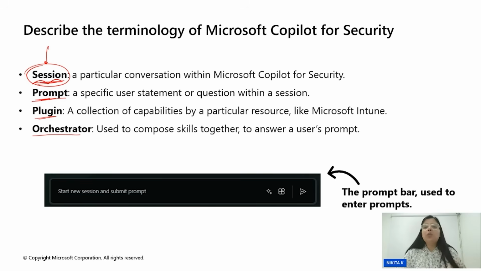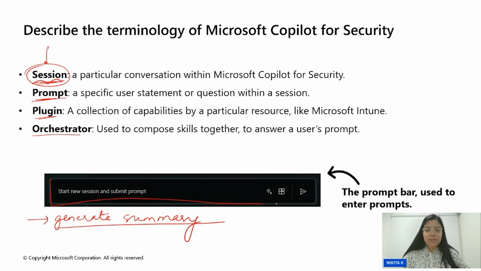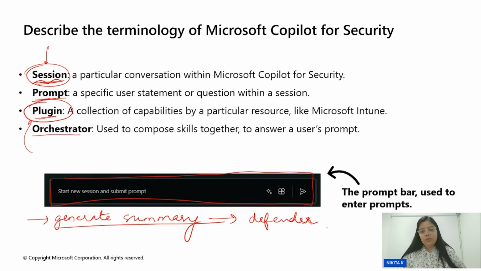Prompt is the statement you will be giving. Let's say I am giving generate summary. Now, this is not an effective prompt, but for your understanding, it's your prompt, which I am giving in the prompt bar. So this is your prompt bar. Second is the plugins, connecting with the respective data sources. I may want to connect with Microsoft data sources or non-Microsoft data sources from where you want to fetch the information. If I have given generate summary, then for this particular scenario, I need to connect with the Defender data source.